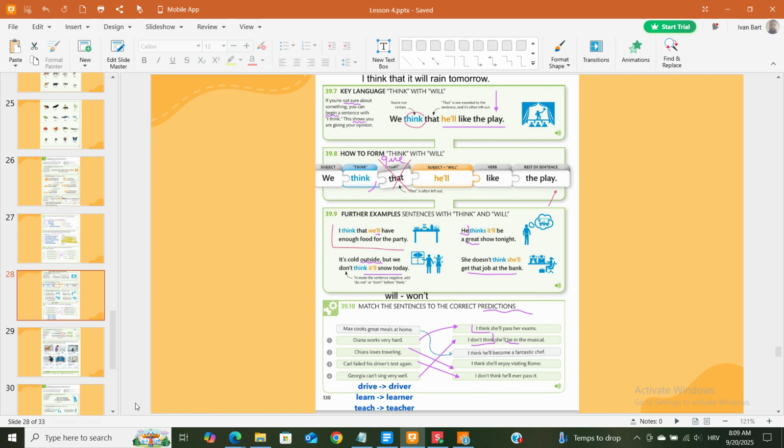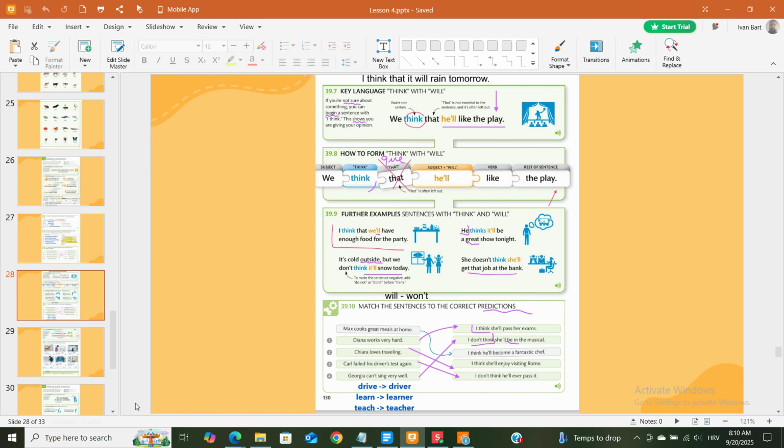39.8 How to form think with will. Subject, think, that, subject plus will, verb, rest of sentence. We think that he'll like the play. That is often left out.